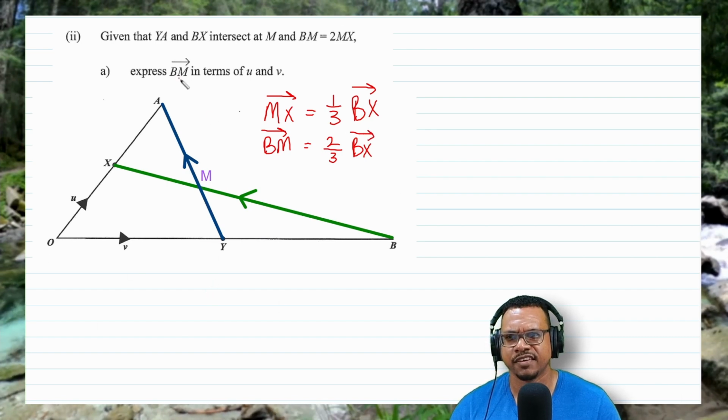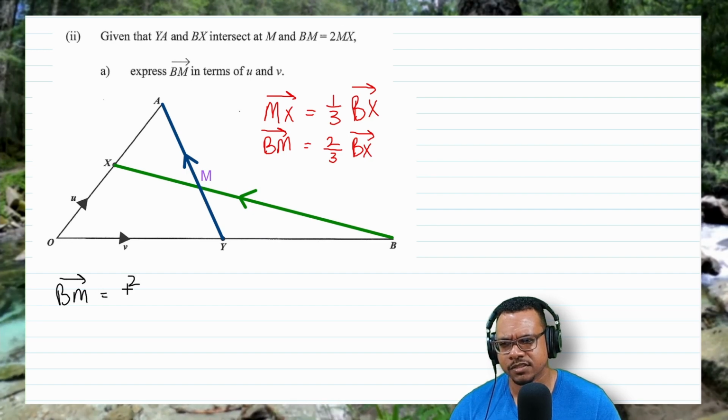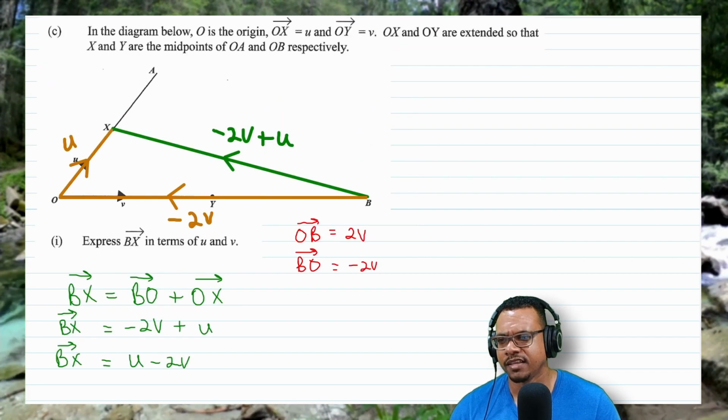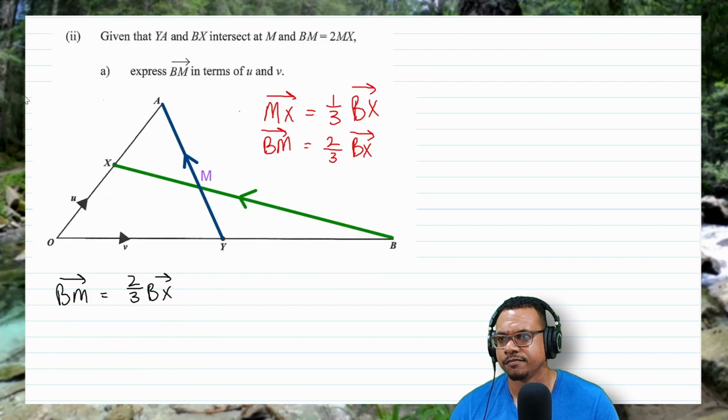All right, so what do I want us to find? BM in terms of u and v. So that's 2/3 BX. All right, so BM is equal to 2/3 BX. And remember, we found what BX was, right? If we go back here, BX is what? u take away 2v. All right, so that's 2/3 (u take away 2v).